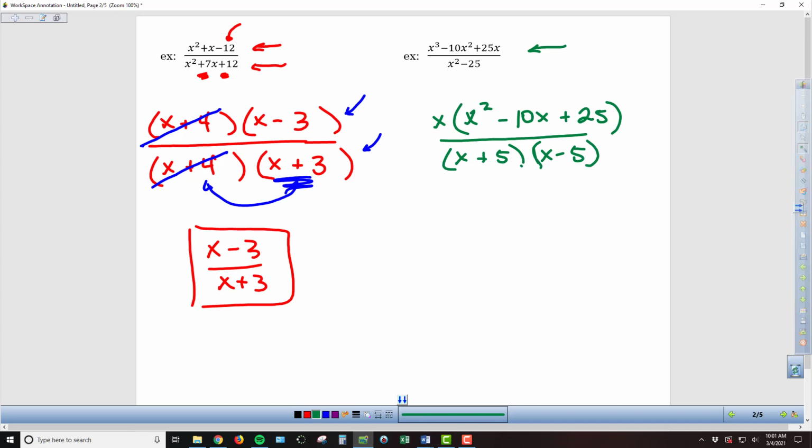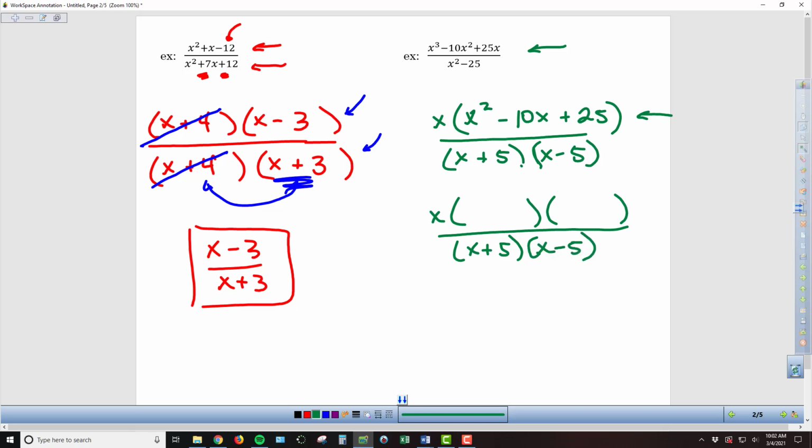Now I have some more factoring to do on the top. I have to work on this trinomial here, this x squared minus 10x plus 25. So I'm going to still have that x out front, but now I'm going to set up my two sets of parentheses for the rest. And then I still have x plus 5 times x minus 5 in the denominator.